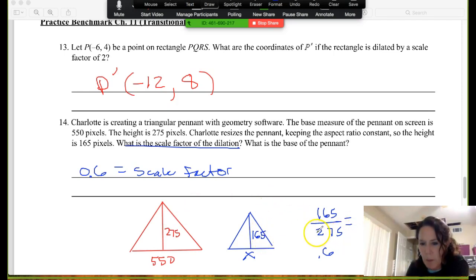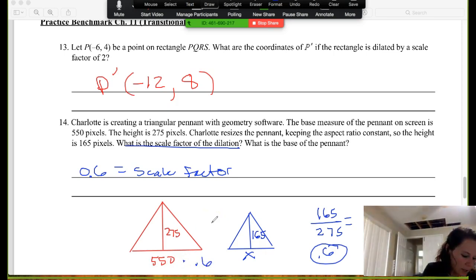A lot of students will want to go 275 divided by 165, but if I did that, I'm going to get 1.66. If I take 275 and multiply it by 1.66, I don't get 165. I need to multiply it by 0.6. You're undoing it, okay? So 165 divided by 275, there's our scale factor. Take this one divided by this one. To get from here to here, I multiplied by 0.6. I got smaller, okay?